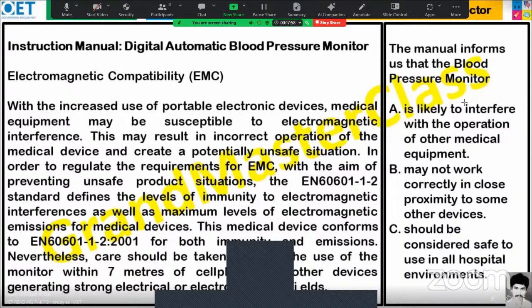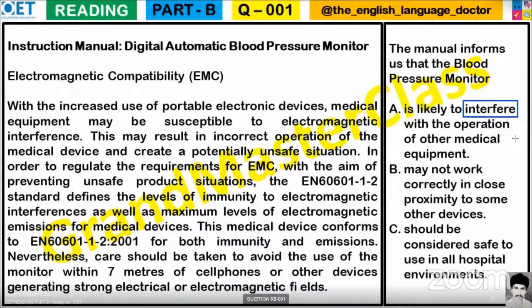Is likely to interfere with the operation of other medical equipment. May not work. So not work. So work and not work. This is likely to interfere, positive. This is not work. Work, no. So negative. Should be considered safe to use in all environments.